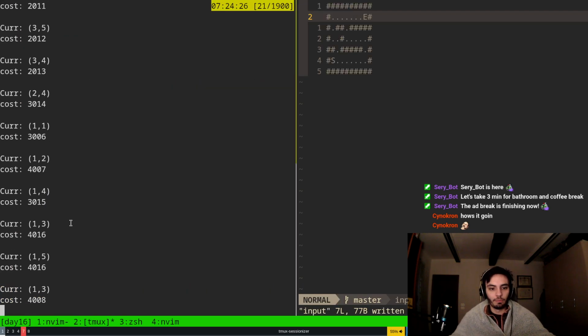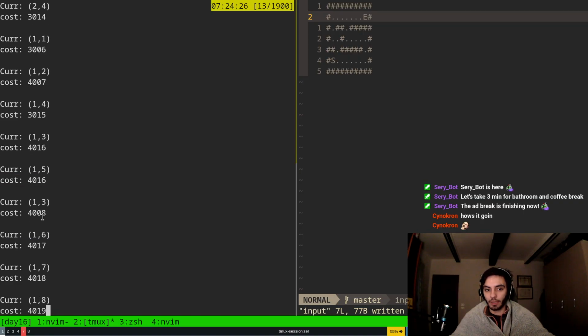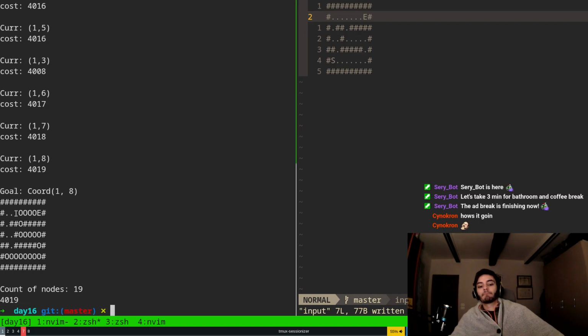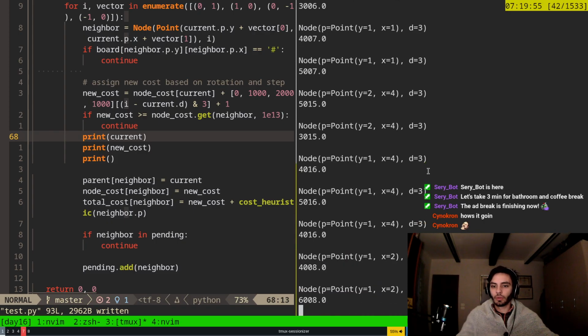So yeah, my problem would be that I'm rightfully skipping over this, because my 1 3 is 4016, my 1 4 is currently 3015, which is lower, so it's okay that I'm dodging it. But somehow everyone else's works. I don't see it. Don't quite see why.